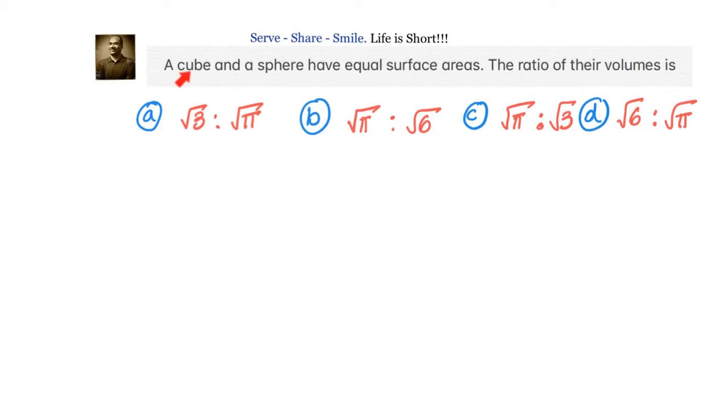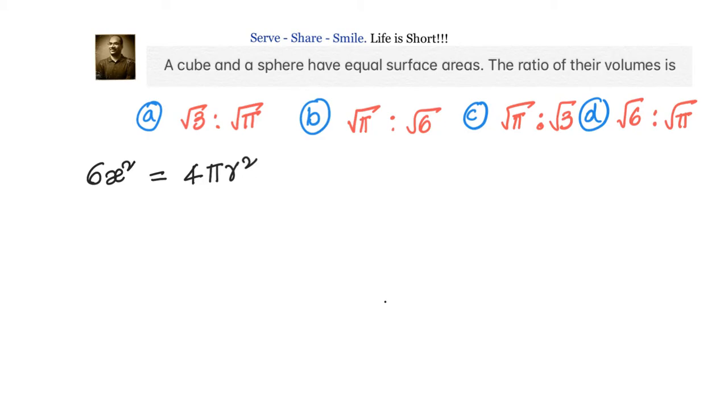What is given to us? A cube and a sphere have equal surface areas. Now what is the surface area of cube? Surface area of cube is 6x square if you take x as edge of the cube, and that is given equals to surface area of the sphere, which is equals to 4 pi r square. Now this is given to us.